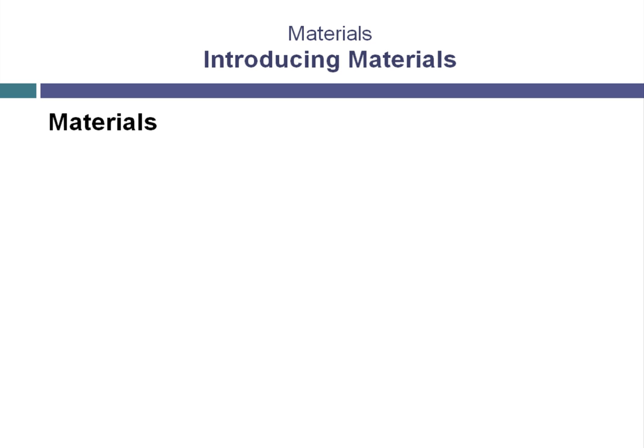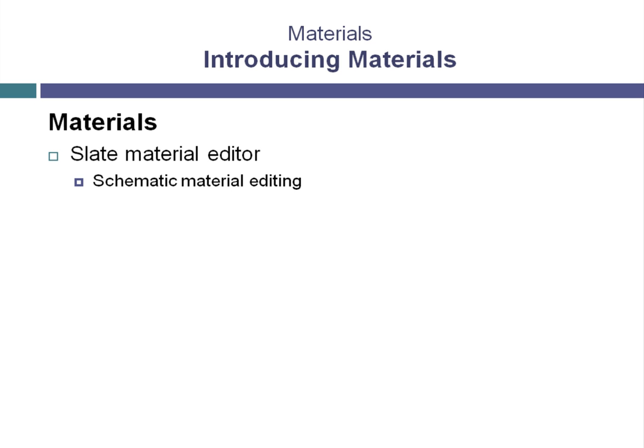We're going to first take a look at the slate material editor that's available for creating materials in 3ds Max. This is a new editor and has been added into 3ds Max 2011. This is a visual material editor that provides a way of working with materials in a schematic editing mode. In the slate material editor, you create materials by wiring together maps and shaders that graphically display the structure of your materials while you create it.